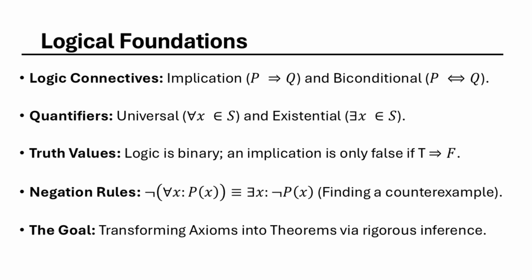This is the beauty of the negation rules, where not (for all x, P of x) is logically equivalent to there exists an x such that not P of x. Every symbol we use here is a precise instrument on our journey toward mathematical certainty.